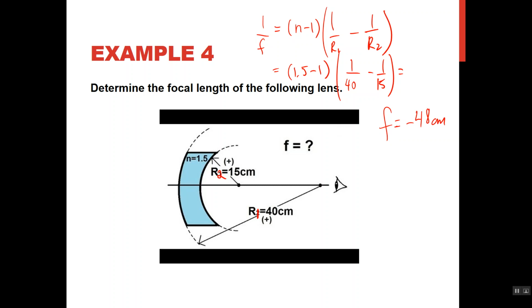Just looking at this lens, you should be able to tell if it's going to be converging or diverging. Why? This end is going to converge or diverge? This looks more like a biconvex lens, so the convex part is going to converge. This one's going to diverge, but which one's got the sharper radius of curvature? This one, so it's going to win over the other one because it's sharper. So overall, it's going to diverge.